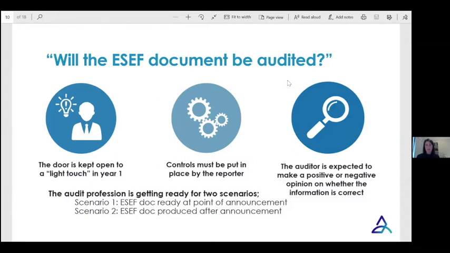They are still preparing for the fact that they may require audit, but we don't expect that. We expect that there will be some sort of level of light touch review in year one, and they will expect some process and controls to be in place so that the reporter or the company can review the tags that have been applied and feel comfortable with the tagging. But we don't expect there to be an audit.